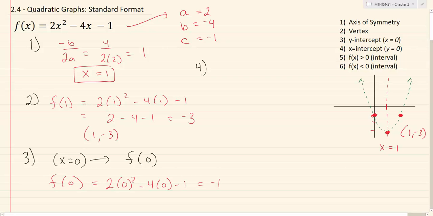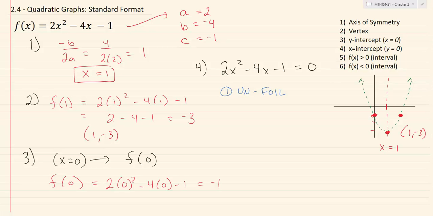For part 4, we want to take the function and set it equal to 0. 2x squared minus 4x minus 1 equals 0. Technique number 1 is unfoil. So give yourself about 30 seconds, let the gears in your brain tumble around, and see if you can figure out the right combination to unfoil this. If you can't do it in your head after about 20 or 30 seconds, then go right to method number 2, which is the quadratic formula.